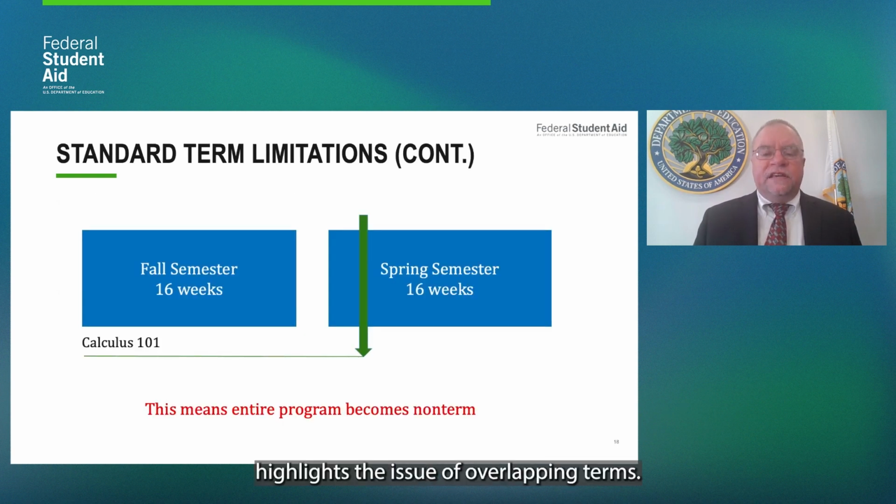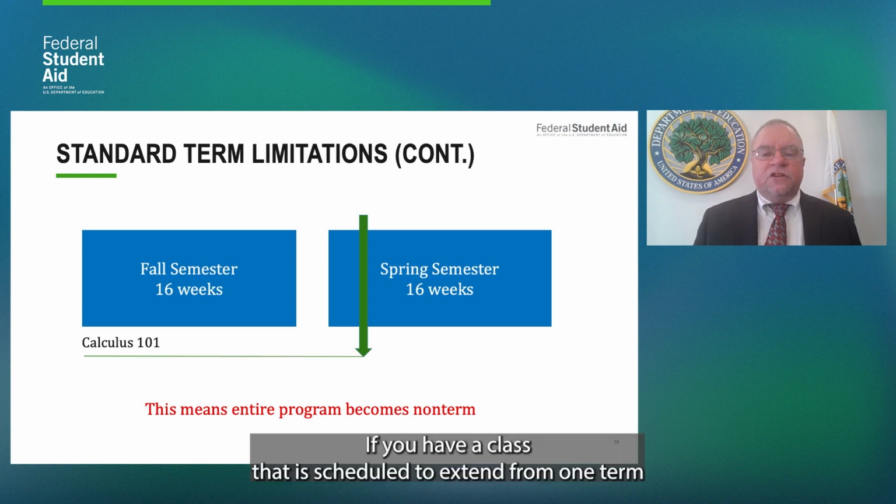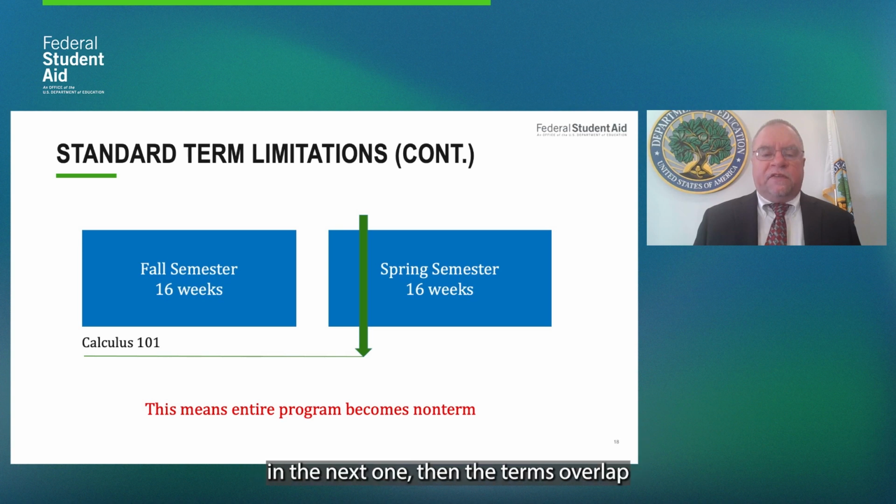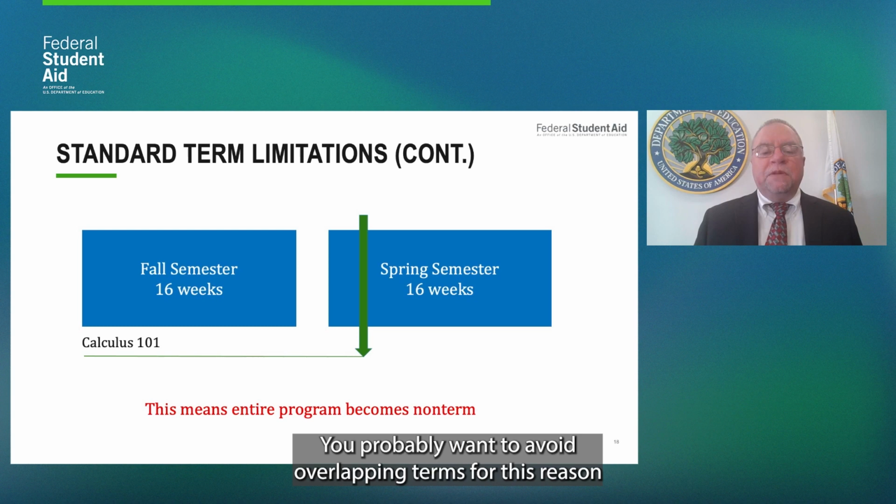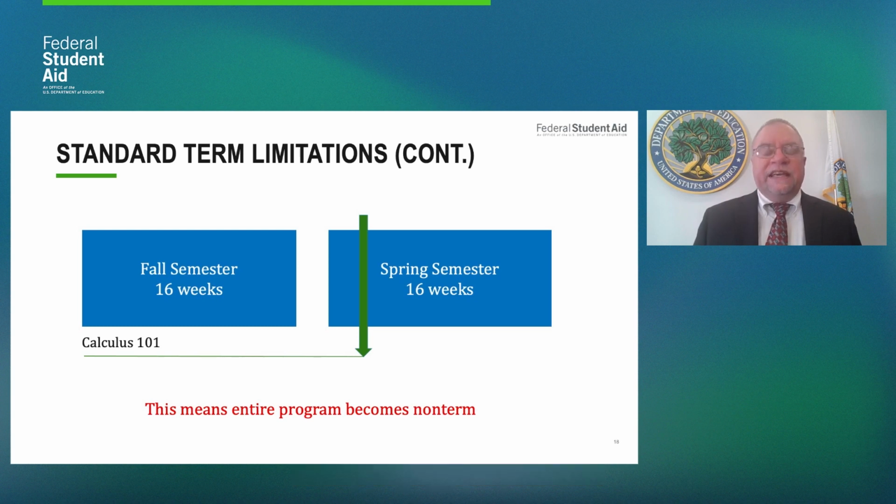This slide highlights the issue of overlapping terms. If you have a class that is scheduled to extend from one term into the next one, then the terms overlap, and that means the entire program becomes non-term for Title IV purposes. You probably want to avoid overlapping terms for this reason, if you can.